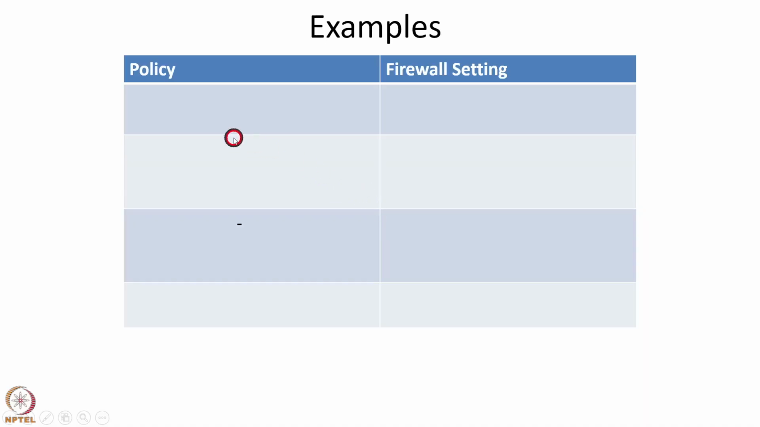Now let's look at various examples of how a traditional packet filter might operate. We consider different policies that the system administrator wants to enforce and the corresponding firewall setting which enforces this policy. So suppose the policy is that there should be no outside web access. That is, users inside the organization's network should not be allowed to access web pages outside the organization's network.